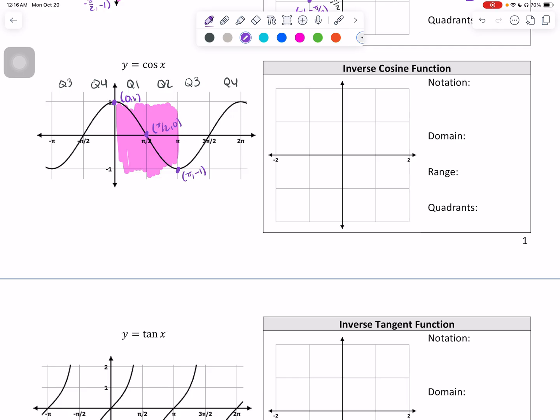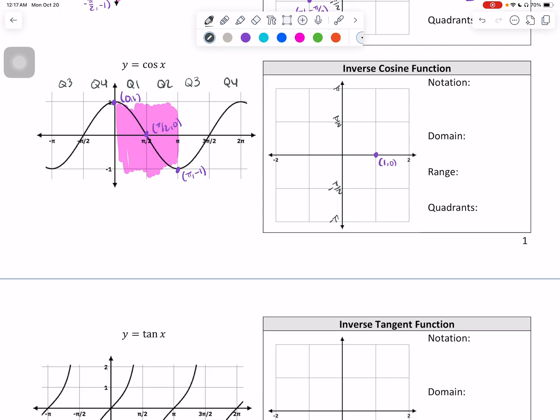So now we can graph our inverse by switching the x and y values. So I have (0, 1), so now I want (1, 0). Don't forget, this is π/2 and this is pi.